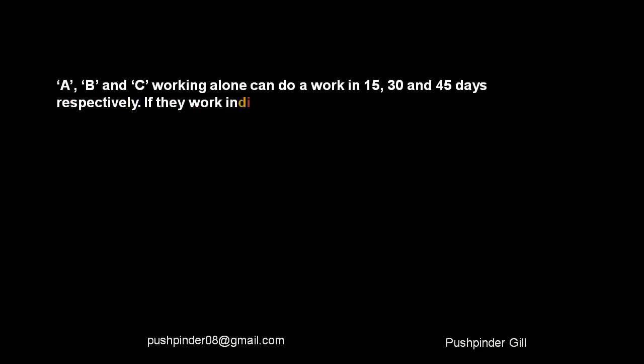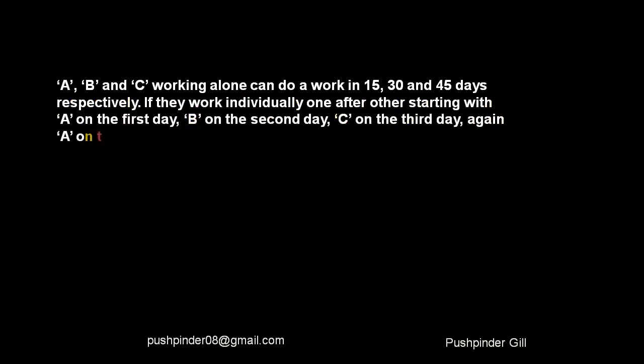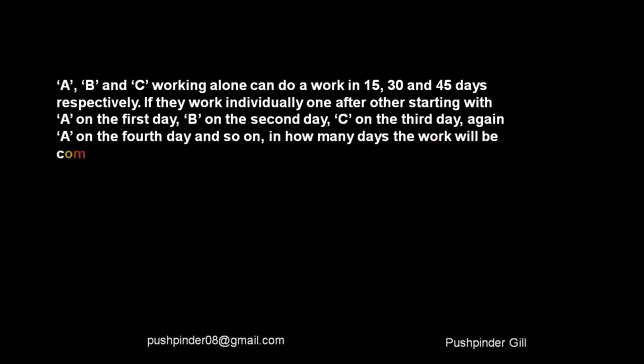Now A, B, C working alone can do a piece of work in 15, 30 and 45 days respectively. If they work individually one after the other, A on first day, B on second day, C on third day, how many days will the work be completed? Now this is the same kind of work, right? So what do you need to do?